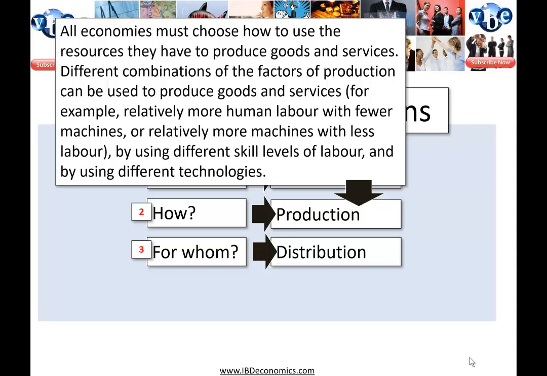Now, different combinations of the factors of production can be used to produce goods and services. We can use lots of labour and have low unemployment, or we can use lots of machines, more efficient, more productive, but perhaps there's more unemployment in the economy. And by using different skill levels of labour and by using different technologies to produce our goods and services.